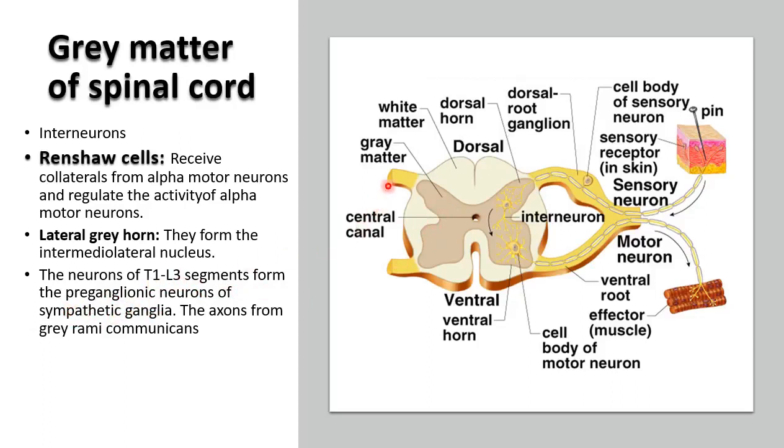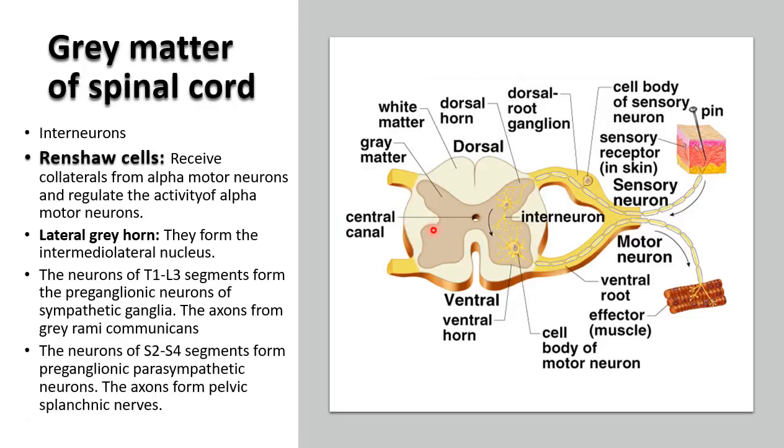So the sympathetic ganglia receive fibers from these neurons. They are called gray rami because they send information to the sympathetic ganglia. They are called the gray rami communicants. They fall under the intermediomedial group of cells. In the same way, in S2 to S4 segments you also have some cells which form the preganglionic parasympathetic neurons.